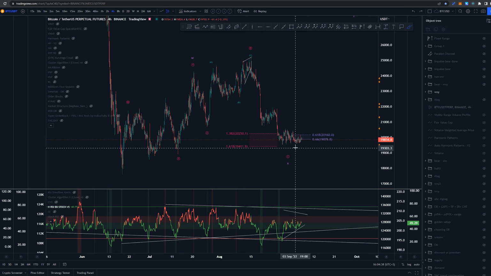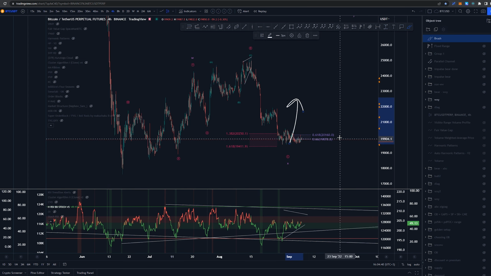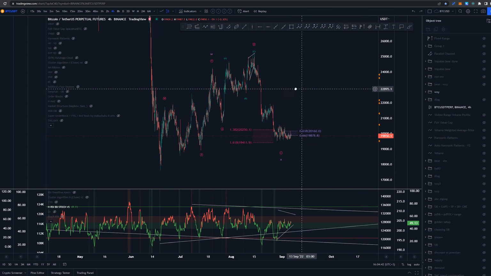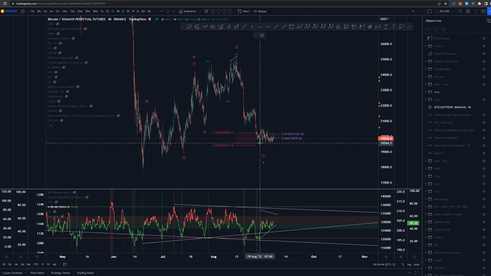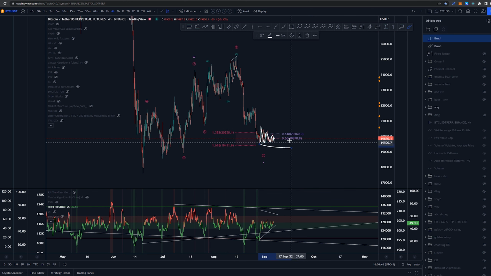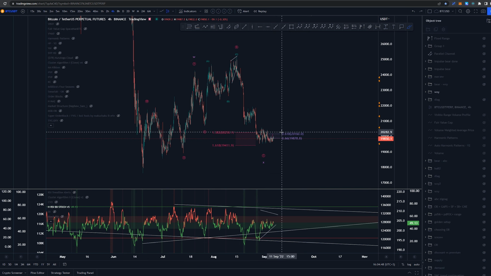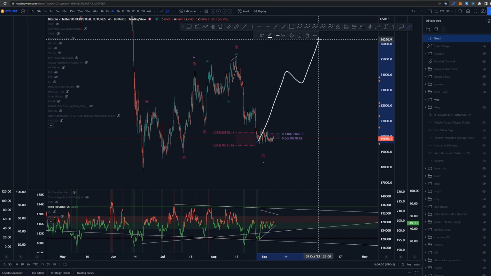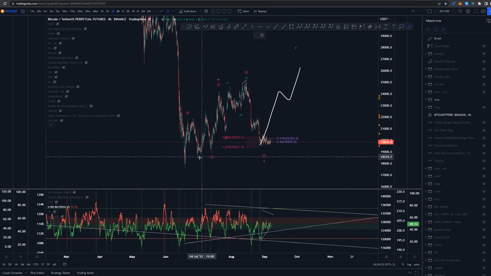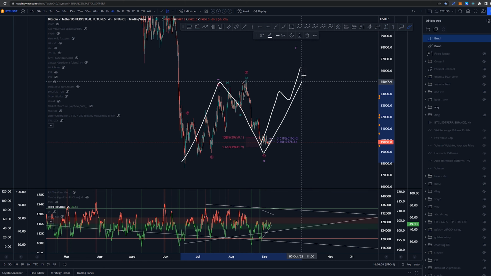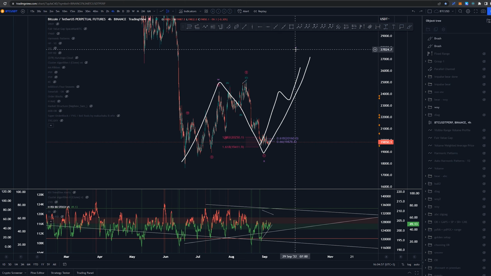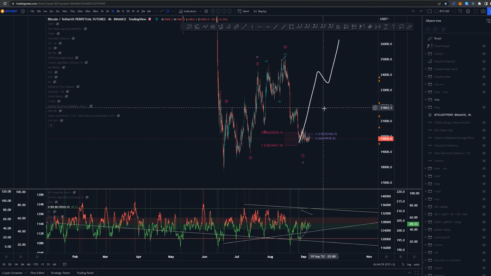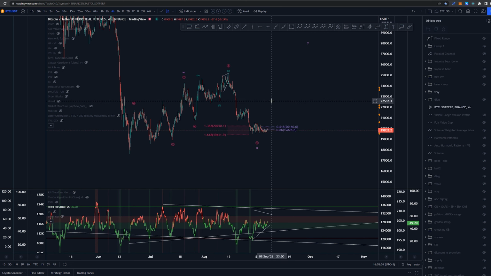So yeah, according to this should be some kind of a higher time frame structure that we would be bottoming out here, creating these 1, 2, 1, 2 setups, and then overall create an A, B, and C to connect to this higher degree WXY for that wave Y ending somewhere. But yeah, those are the higher time frame structures.